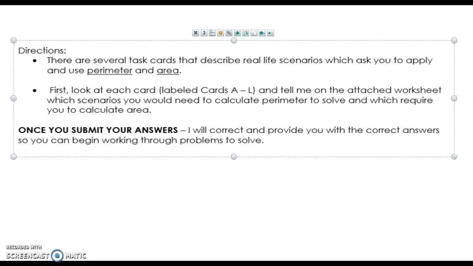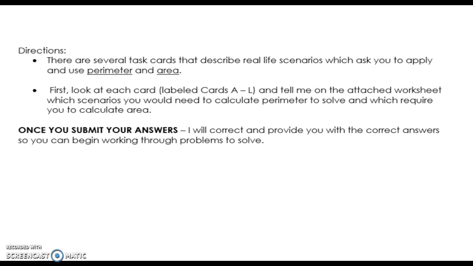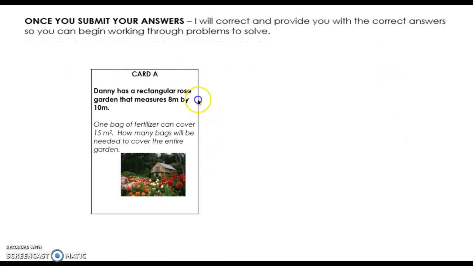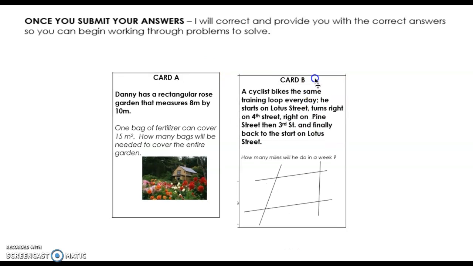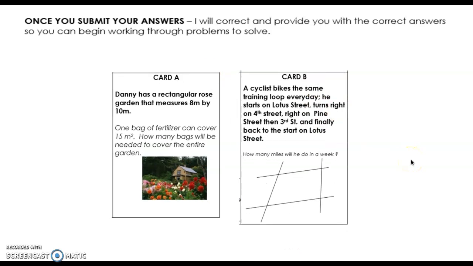And then once you submit your answers, I will correct them and provide you with the answers so that you're able to begin working through those problems to solve. So let's take a look at the examples. We'll take the first two cards together so that you're confident in what I'm asking for you to do. Okay, so here's card A and here's card B. And again, they're just scenarios. And I want you to read through and tell me area or perimeter.